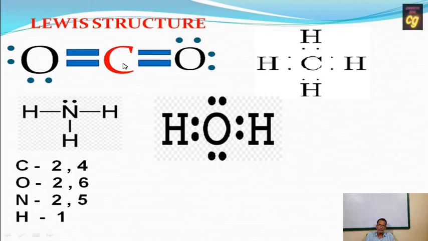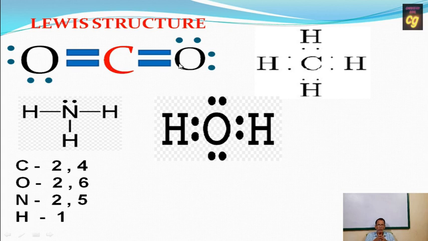Similarly, if you see carbon dioxide, as carbon has 4 electrons in the outermost shell, it requires another 4 electrons. When you combine with oxygen, oxygen has a 2 electron shortage. So what happens here? Of these 4 electrons of carbon, 2 electrons contribute to the formation of 2 bonds with one oxygen atom. The other 2 electrons of carbon contribute to the formation of 1 double bond, that is 2 covalent bonds, with another oxygen atom.